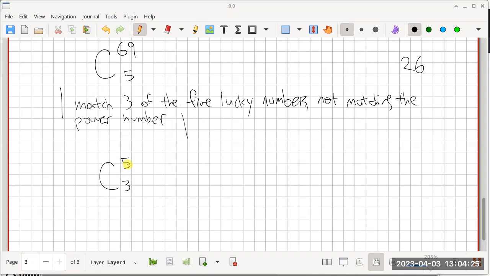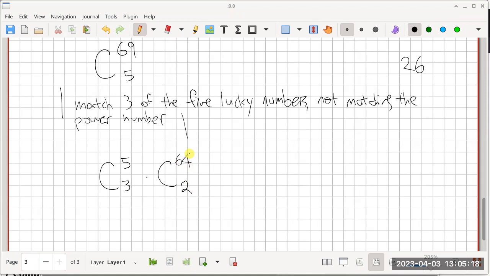The unlucky numbers. We still have to find out how many ways we can put those unlucky numbers on the ticket. It's a combination again. We only have to choose two of those, because your ticket only has five numbers in total, and three of those are already the lucky numbers. We just need two to be the unlucky numbers. But out of the 69 possible choices, how many are unlucky? 69 minus five, which is 64. So the 64 represents the number of unlucky numbers out of the 69, and out of those 64, I need to pick two.